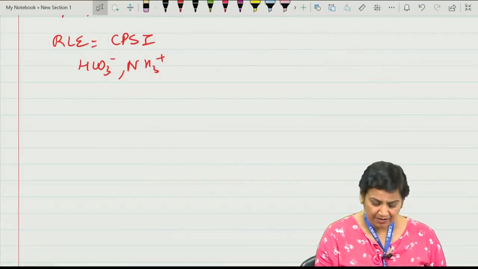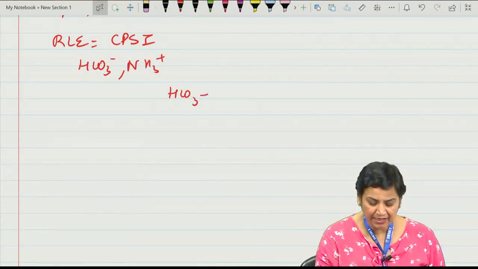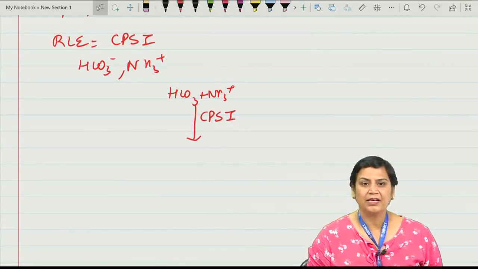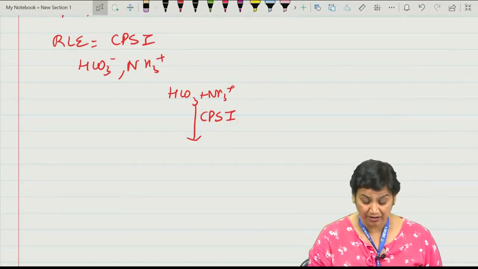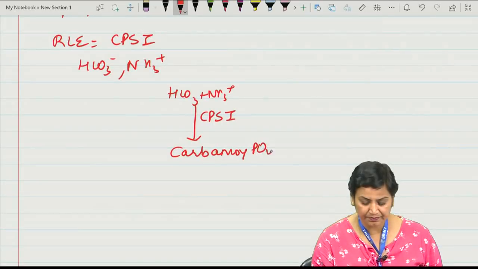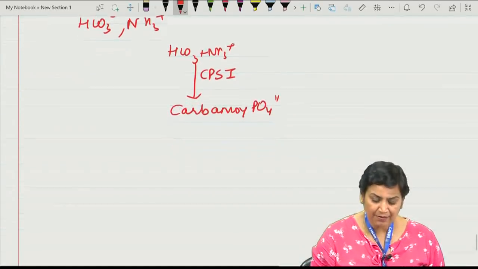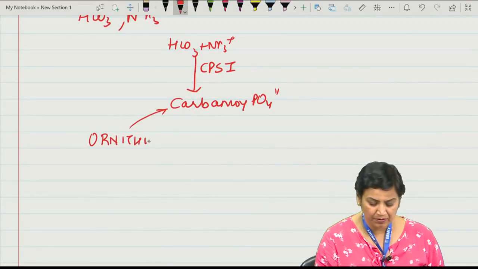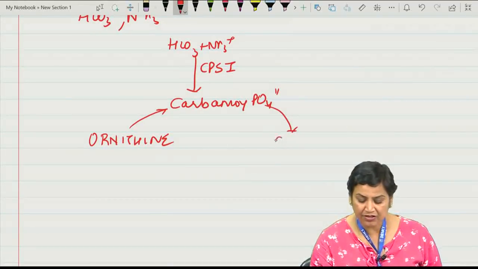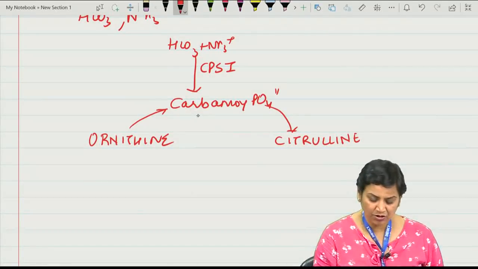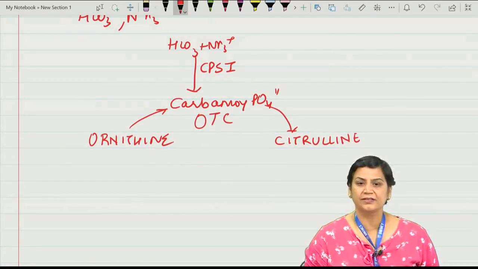Now what happens is bicarbonate ions and ammonia in the presence of enzyme CPS1, Carbamoyl-phosphate synthetase 1, form Carbamoyl-phosphate. This Carbamoyl-phosphate in the presence of, you can say, with ornithine forms citrulline. The enzyme here is ornithine transcarbamoylase.